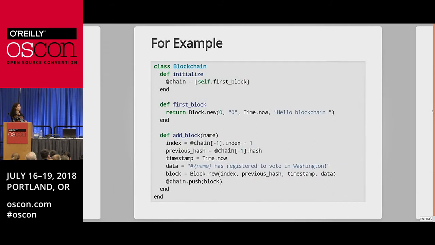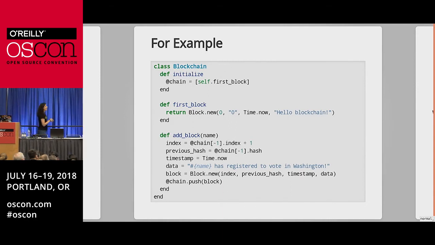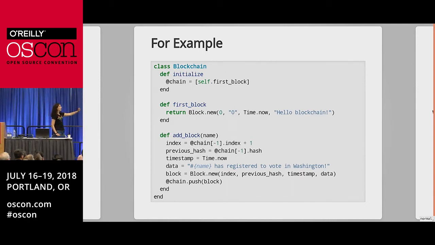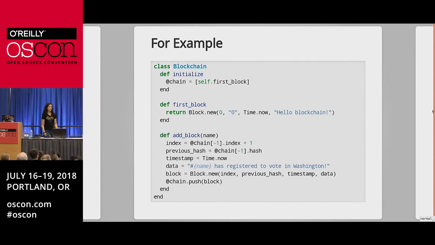Okay, so coming back to my blockchain example, here's what the blockchain object looks like. It's just an array. I instantiate it with a first block that has basically no information in it, so it's all zeros and nils, and that's because there is no previous block to hash. So I just want it to be kind of nothing. And then I have an add block function. It increments the index. It gets the previous hash from the last block. It gets the timestamp. It has some data. I make a new block, and then I just add it to the chain.